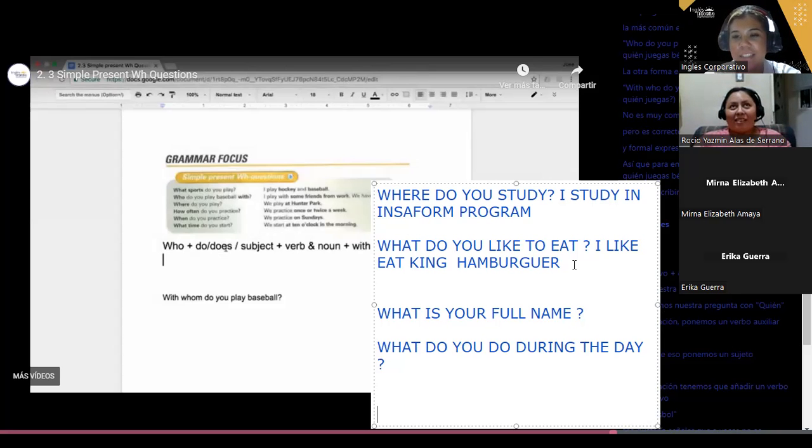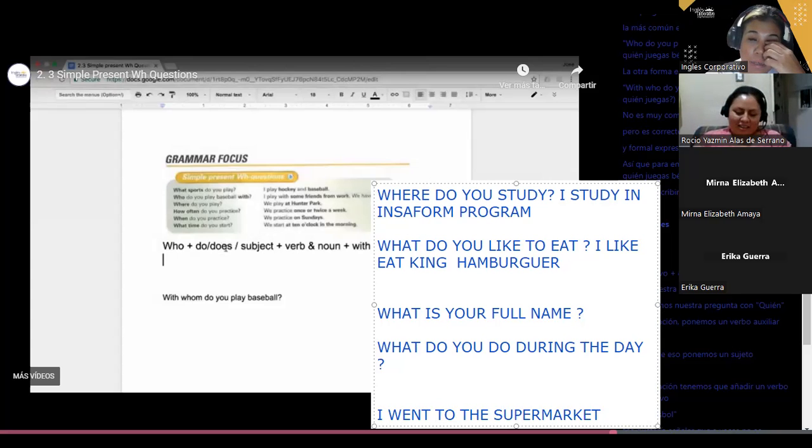I go in the shopping in the supermarket. Pero como estamos hablando de algo que ya pasó, entonces sería I went. I went to the supermarket. Ajá. Fue al supermercado, ¿verdad? Sí. Ok. Cut the grass. Cut. C-U-T. Muy bien. The grass. Lavar los platos. Wash dishes.